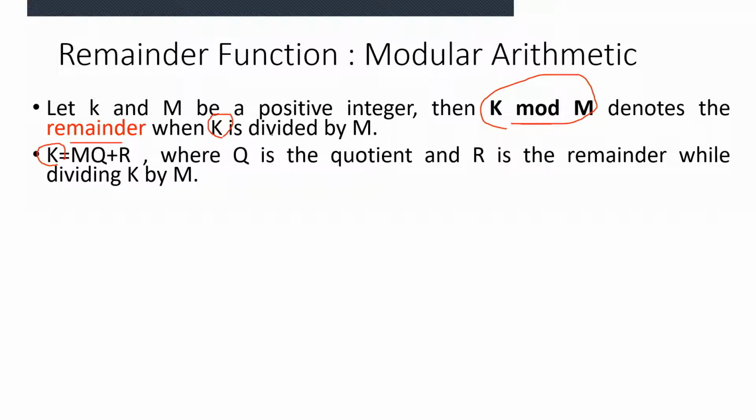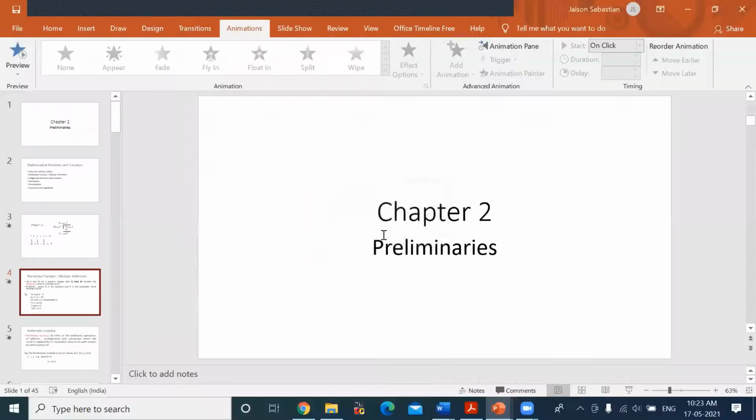So if you can't remember both parts, you can just write: if K and M are positive numbers, then K mod M denotes the remainder when K is divided by M. And write in your own words. I'm just giving the same definition which is given in your textbook.